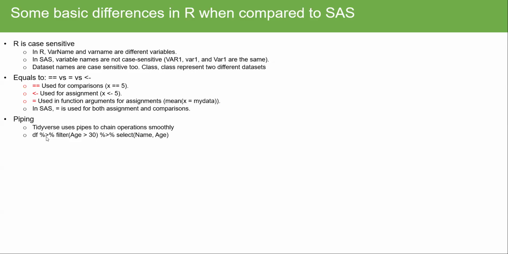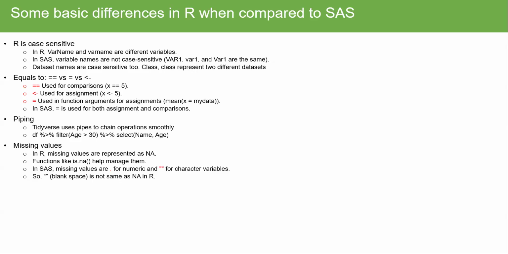So we use this symbol called pipe for chaining. We do not have an equivalent of it in SAS. If you have to run a proc sort and then use that sorted data set in the next data step, you will have to create those intermediate data sets and write those steps separately. But here we can chain them together.